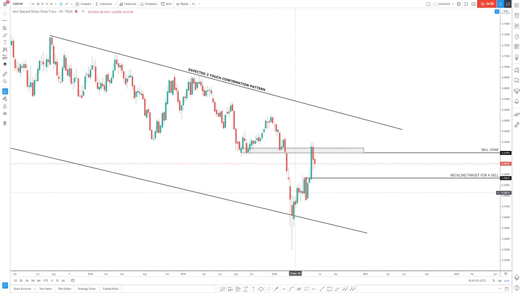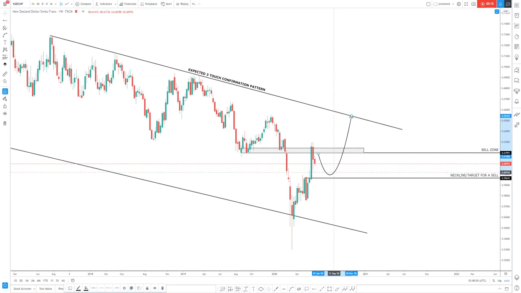Brilliant. Now with this known, I'm majorly looking to go long on this because I'm not interested in the short at all. So what I'm looking at is just to go long on NZDCHF.